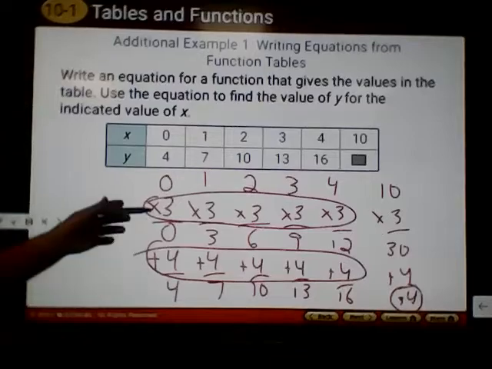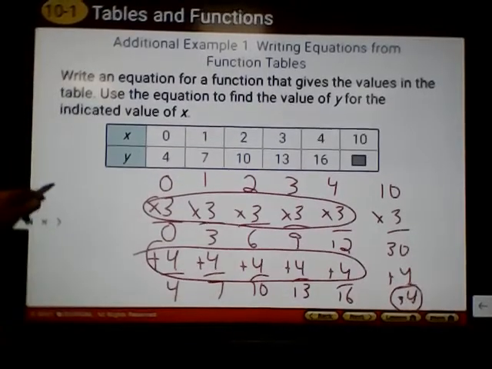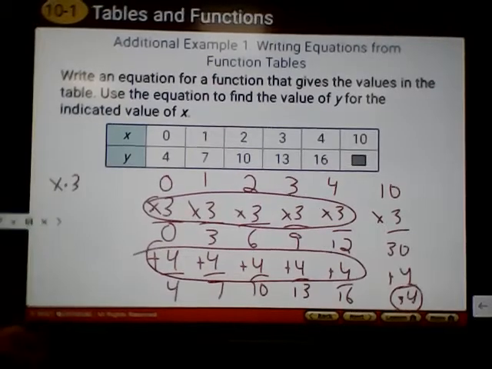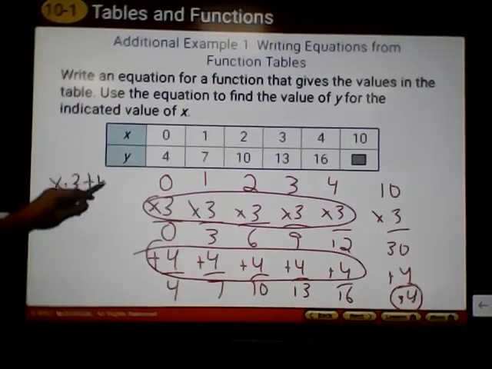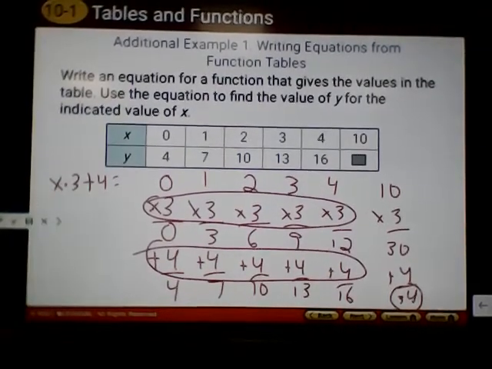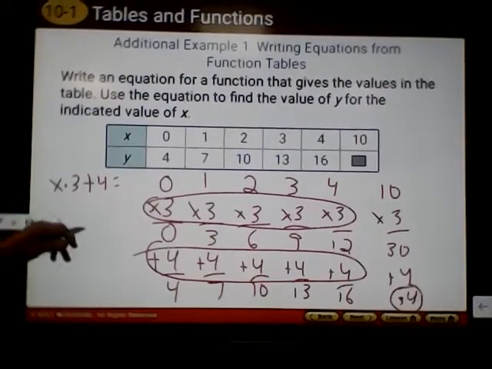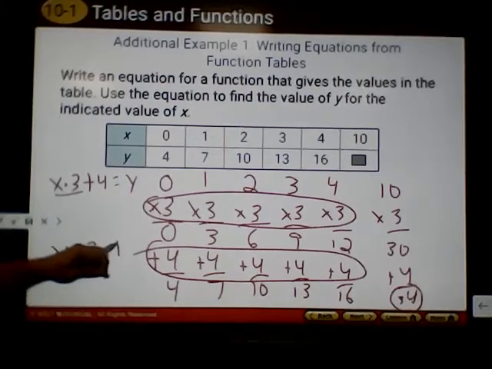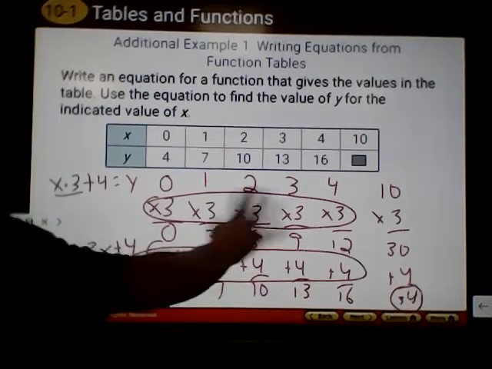But now how do we write the equation on here? Well, if you're going to do this, you will start with x, and you say x times 3. So x times 3, add 4 is what we're going to have. So the way you write this is you do it this way, equals y. So you put the y first. x times 3 is the same as 3x, and you plus 4.